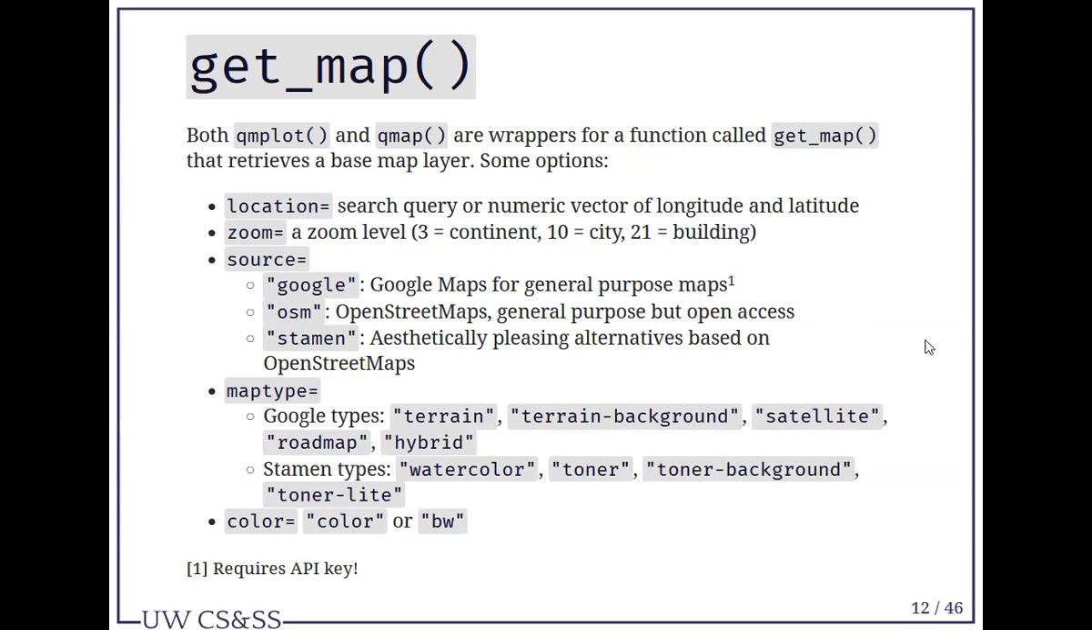You can give it different types of maps. So like with Google, you can ask it to get a satellite image or a roadmap image. Or with Stamen, you can get things like, I want this with watercolor or with different kinds of backgrounds.